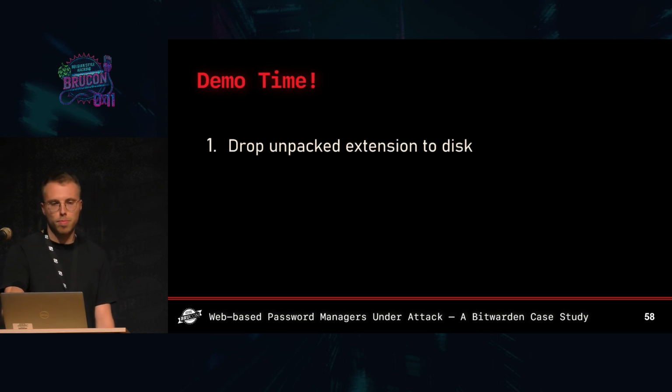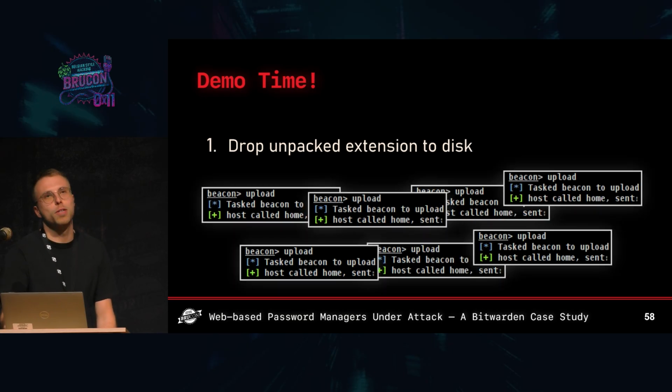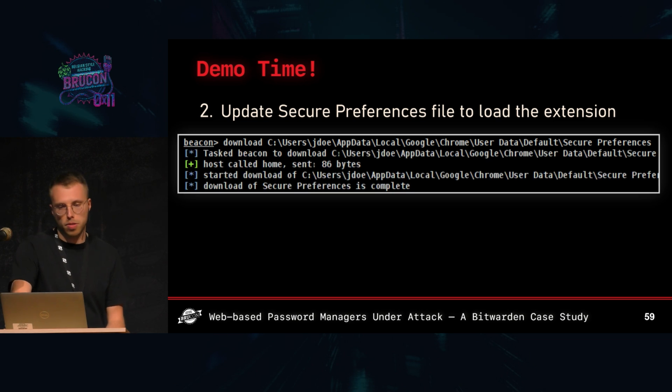So, demo time. We start by dropping the unpacked extension to disk. Cobalt Strike does not offer the capability to drop folders, so we'll be doing that file by file, or we could also automate it with a script. But last time I did it, it was like so. And eventually, we'll have to download the secure preferences file to then update it and then put it back. So we'll just make a download.